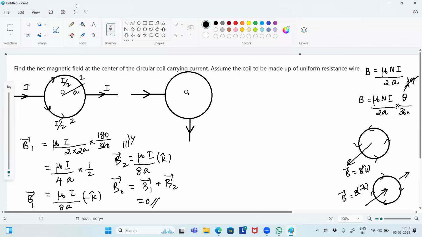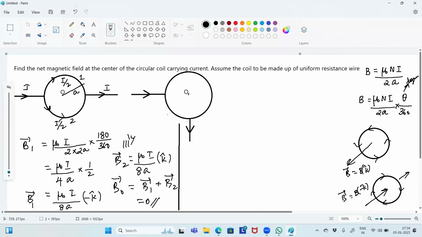Now the second part: what difference it makes if it's a circle with a 90-degree arc and a 270-degree arc, meaning 1/4 of a circle and 3/4 of a circle. So here current will not divide equally because the resistances are not equal. So if you want to find out the current through each segment, first you have to find the resistance of this segment.